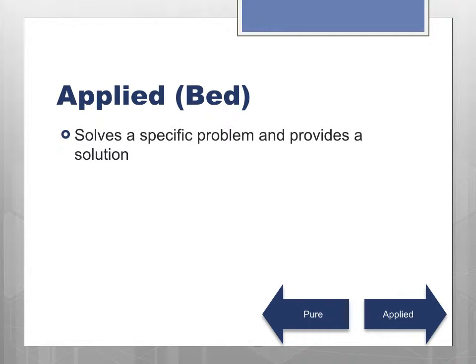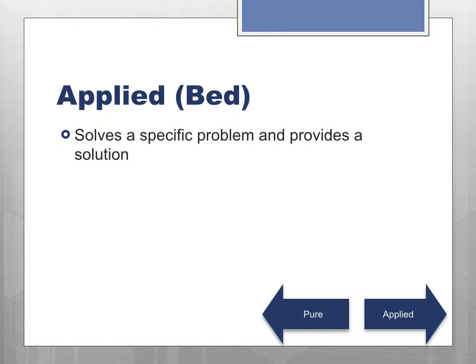So let's move on to applied research. In medical centers or academic medical centers, this is called bed-related research. So we go from the bench to the bed. Applied research solves a specific problem and provides a solution. So now we take the information that we learned from the bench research, we then apply it to a human being or to a living physiology, and then we see how it interacts with that physiology.